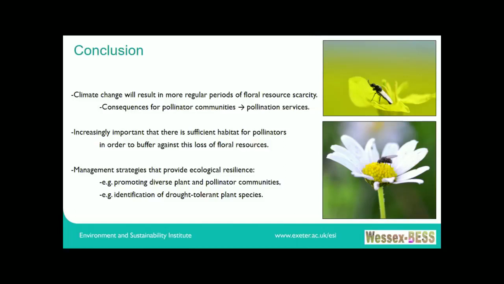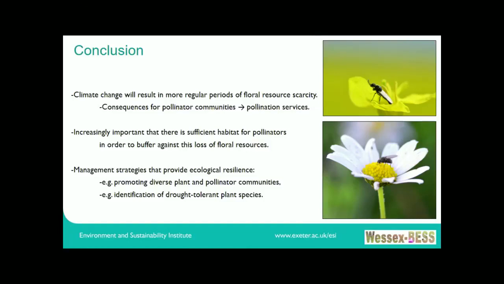So just to conclude, well, I think this experiment has demonstrated that with climate change, which is predicted to result in more regular periods of drought, this is going to mean that there'll be periods of time when floral resources are scarce, and this obviously has immediate consequences for communities of pollinators, has consequences for populations in subsequent years, and these things will affect the pollination service that's provided, which could be quite a motivating factor to be thinking about this if we're thinking about agricultural landscapes, particularly if there's mass flowering crops or just other flowering crops around.